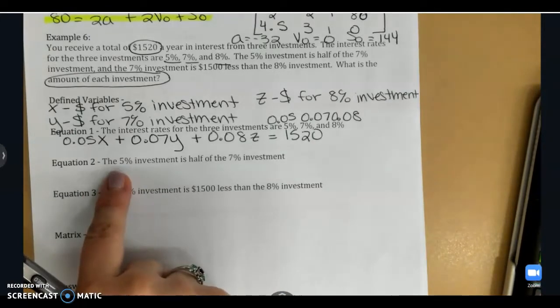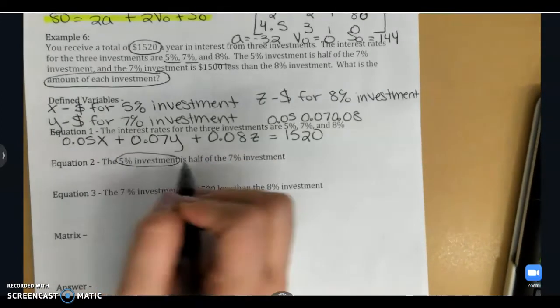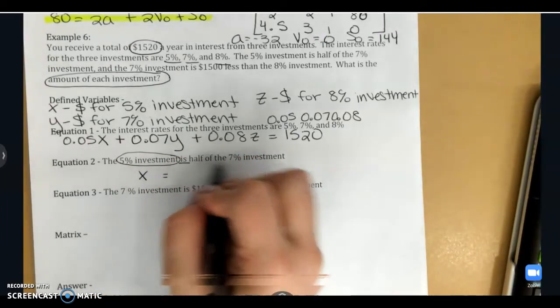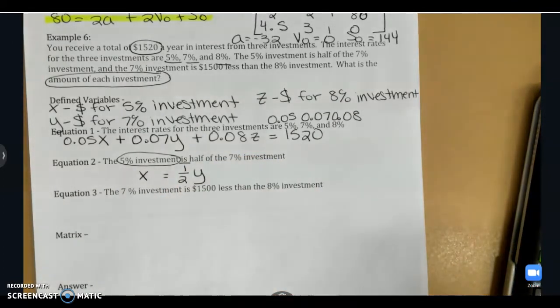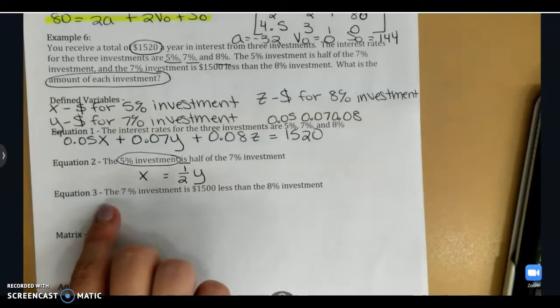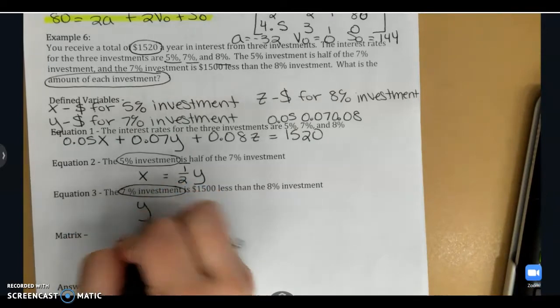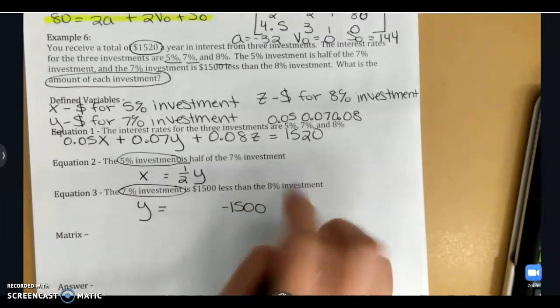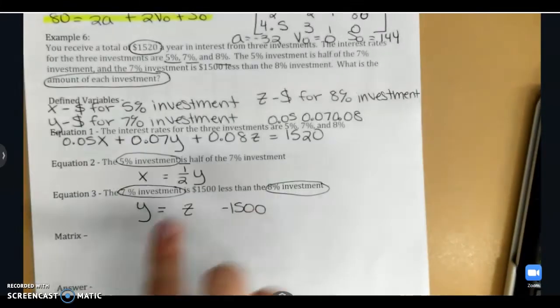Okay. My second equation, the 5% investment is half of the 7% investment. Remember, our 5% investment was X. Is tells us I'm going to have an equal sign. Half of the 7% investment. So half of my 7% investment. Then my third equation, the 7% investment is, so remember this was Y, is $1,500 less, that means minus $1,500, than the 8% investment.